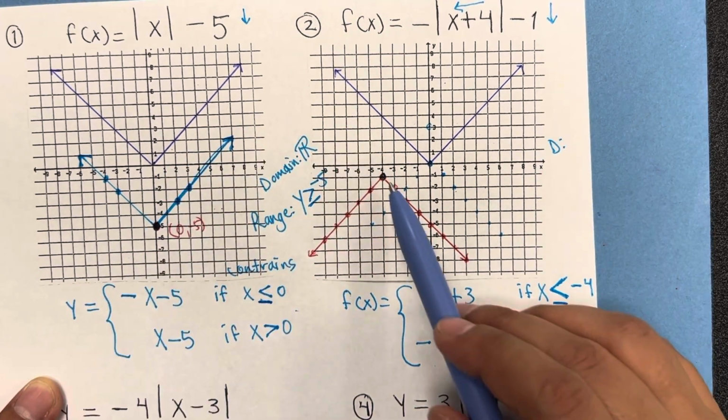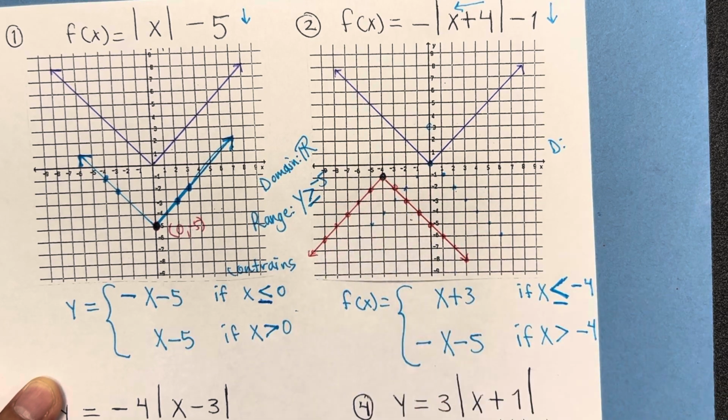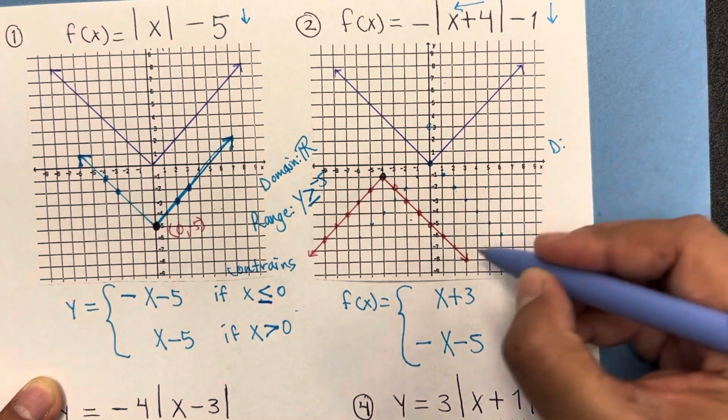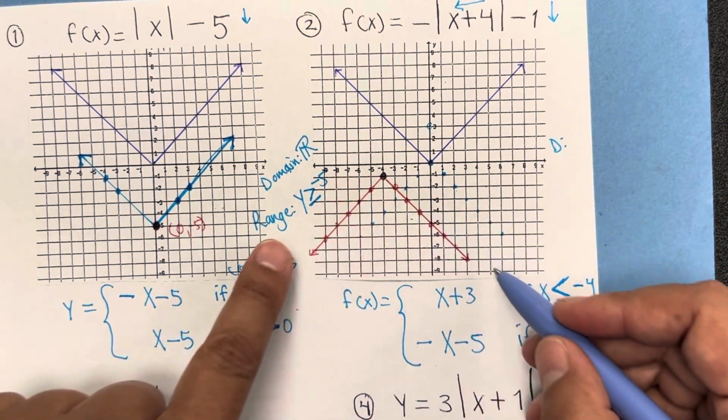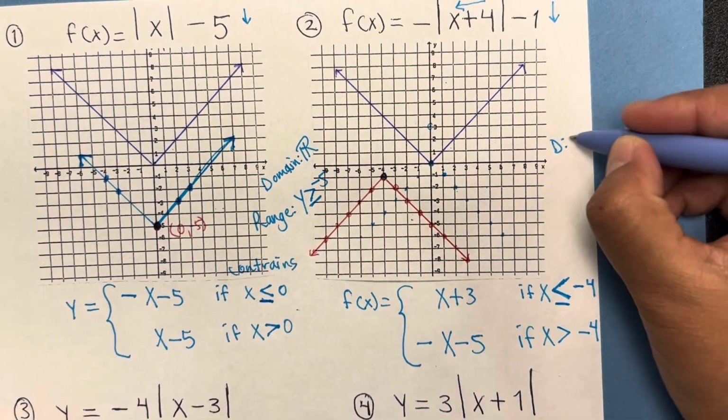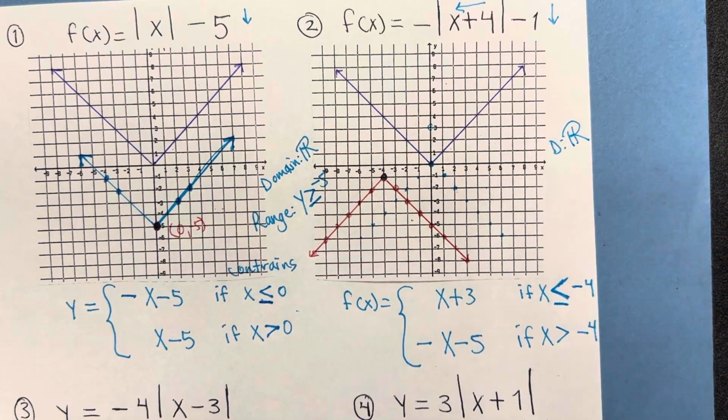What is the domain for this new absolute value function? Well, because it's pointing, it means that it goes on and on and on and on. So all the values on x are included.